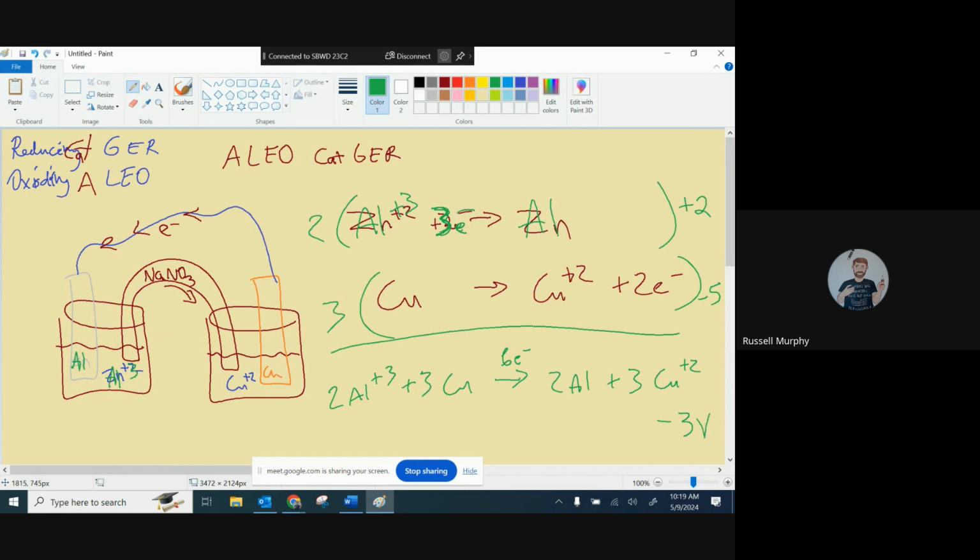Is that a good situation? No. And this is what happens when you make numbers up off the top of your head instead of actually looking them up like I should have. So I should have done those numbers. Then this was negative 5, and that was positive 5, and that was negative 3. So this would be positive 2 volts.